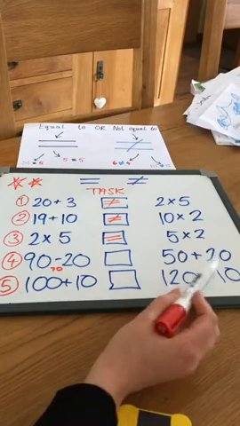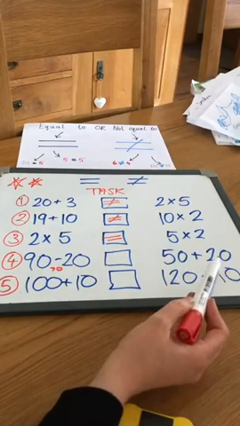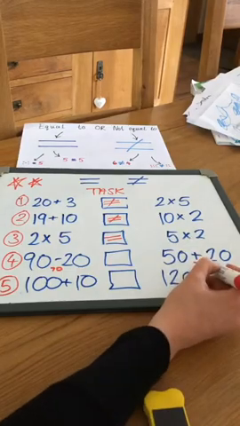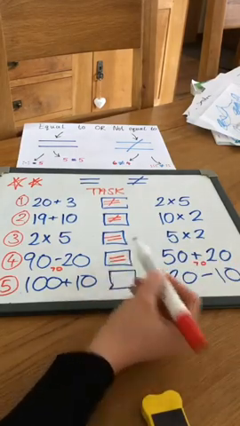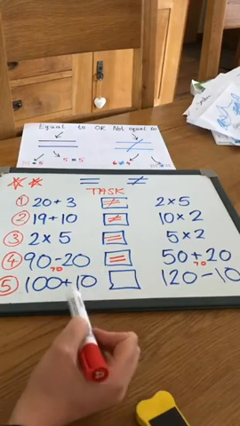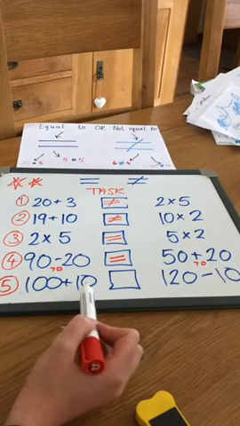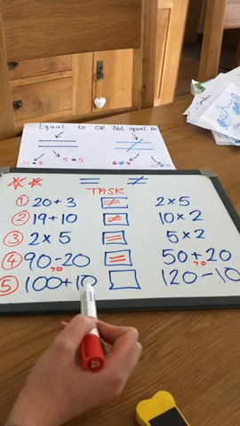And 50 add 20. So this time we're going up in 2 tens. So 50, 60, 70. So that is equal. So tick that if you got that one right. Now we have 100 add 10. So 100 add the tens on is 110.